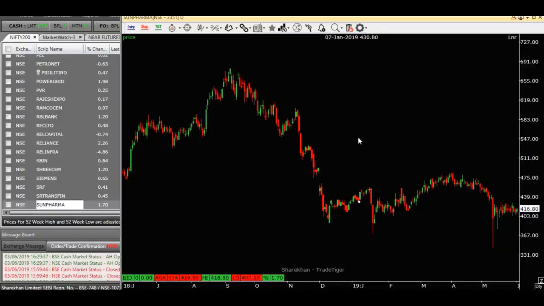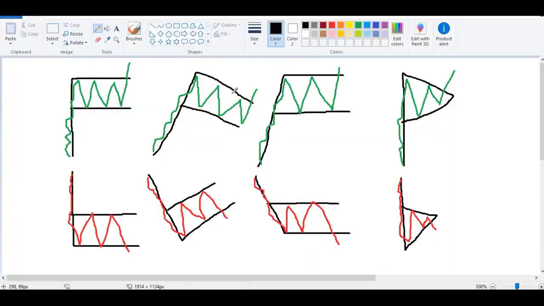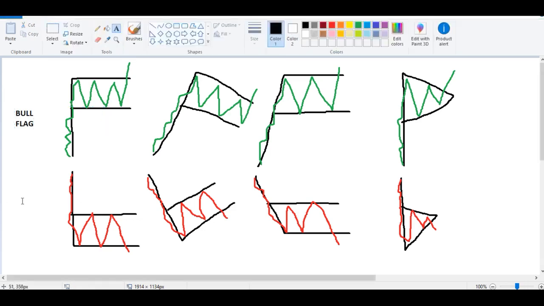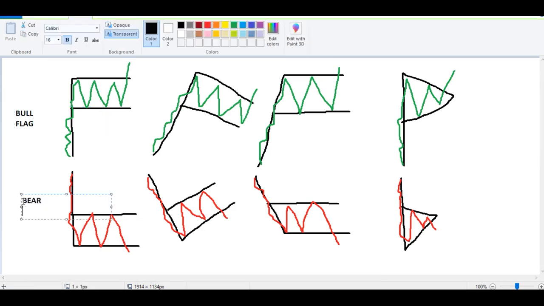Alright, welcome back guys. So now we're going to be covering what is known as the flag pattern. A flag pattern is nothing but a trend continuation pattern, right? As you can see here, I've drawn multiple ways a flag pattern can look. So we have two types of flags. One is known as a bull flag and the other one is a bear flag.